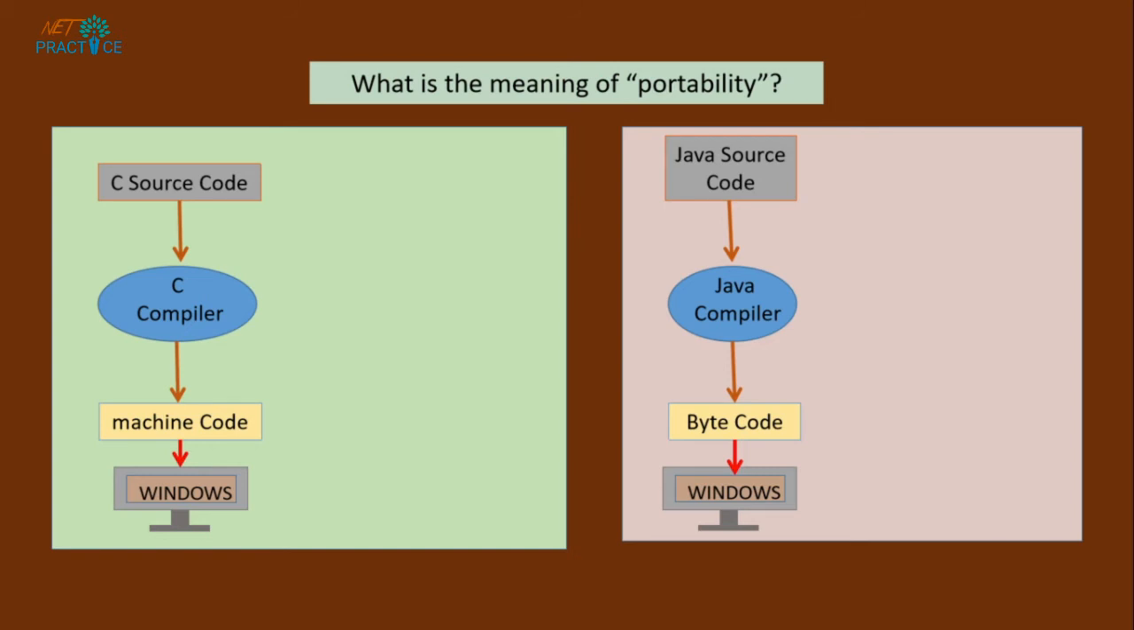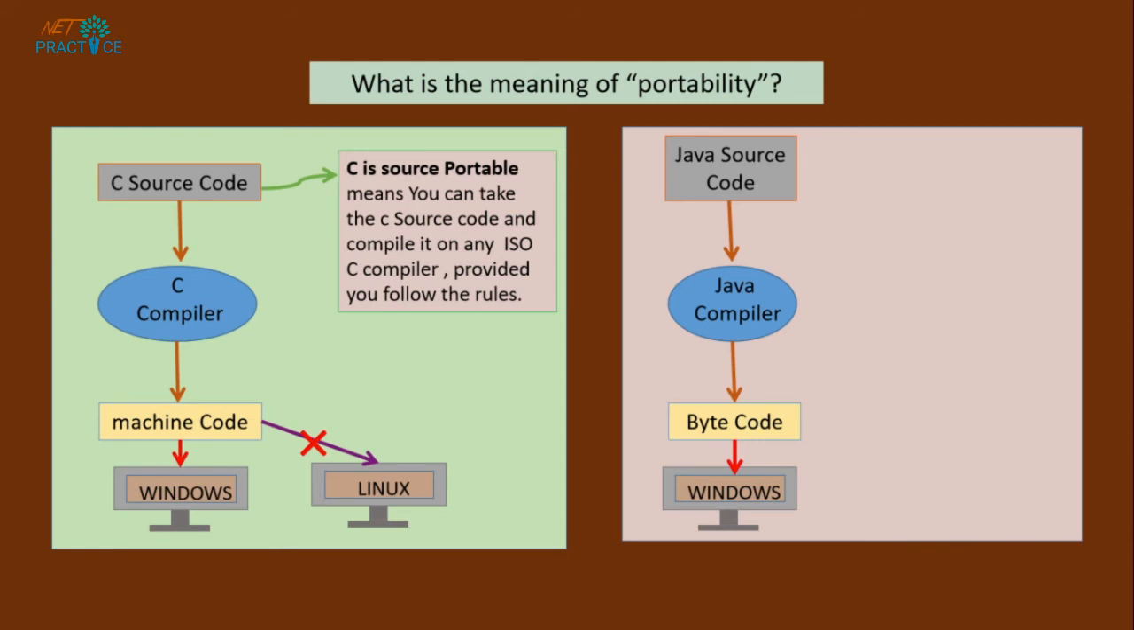And that machine code is machine dependent. If you develop this C program in the Windows operating system, then you cannot move this machine code to any Linux operating system. Then what do you mean by C portability? C portability means C is source portable. So you can take the source code and compile on that operating system. You have to rebuild the C source code.